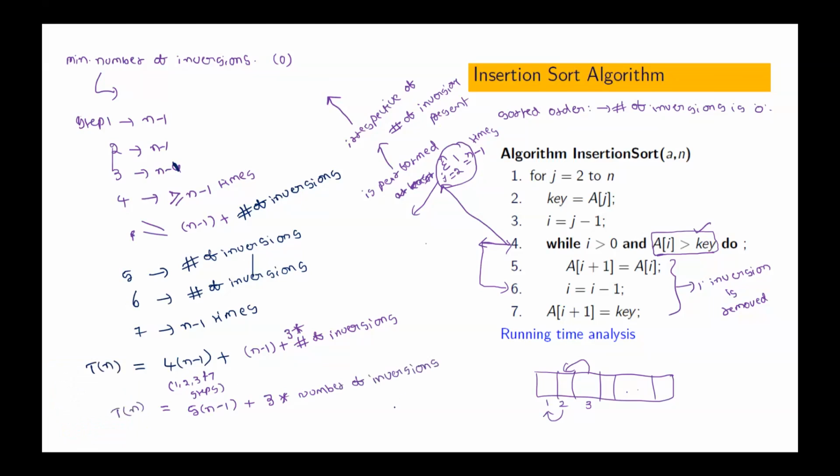Now, what is number of inversions? Minimum is 0. Maximum is n into n minus 1 by 2. Now, if I take minimum, then we will get the minimum running time of this algorithm. If you take maximum, we will get the worst case running time of this algorithm. If you go for minimum, we'll get the best case running time of this algorithm. Is that okay?